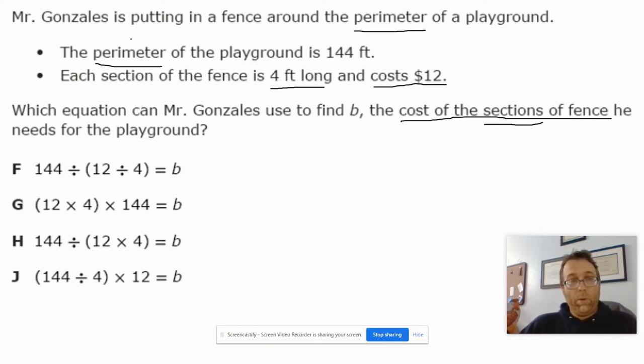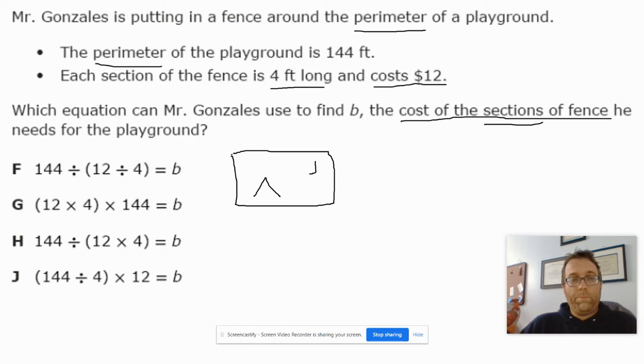So anytime a word problem has bulleted information, majority of the time those bullets are kind of important, so make sure you pay attention to those. So I'm going to draw a picture because it just helps visualize it of a playground. There's my playground. There's my slide. There's my swing, but none of that matters.